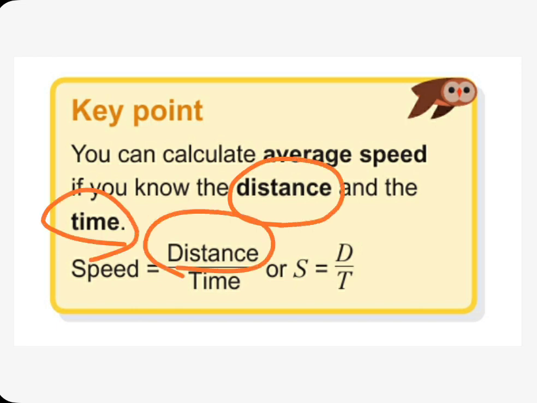So you divide the distance by the time, or as we say in letters, S for speed equals D for distance divided by T, which is time. Now, let me show you another key point which is important with the speed.